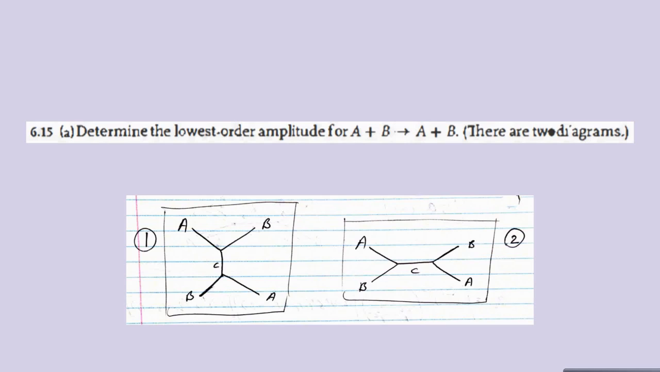The reason why we want to find these amplitudes is because the amplitude contains all the relevant dynamical information for these processes. So they're of great relevance and great use for us, which is why we want to find them. Okay, so let's go ahead and find the lowest order amplitude for the first diagram. That is the one on the left.